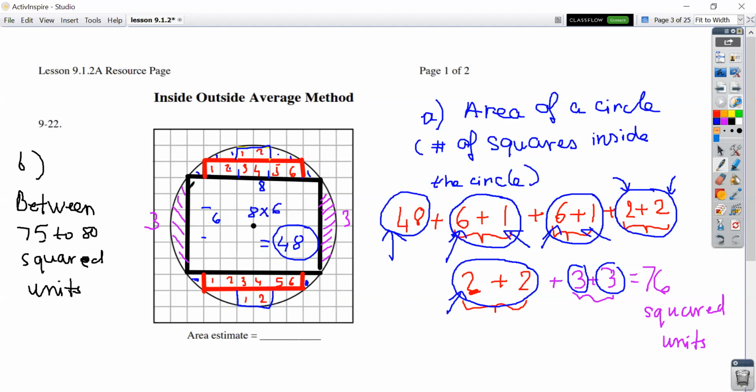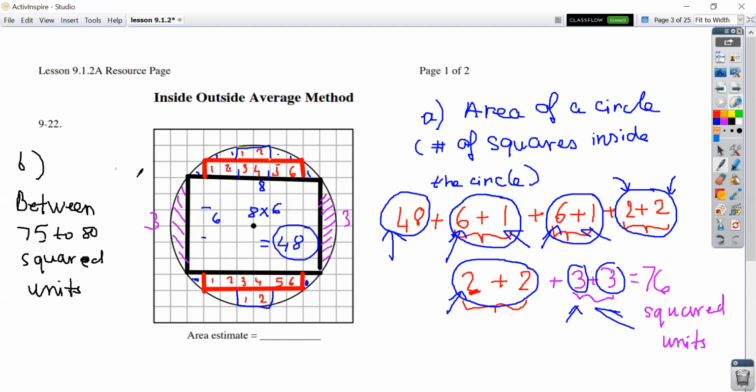Now on the sides of my circle, I estimate again. Whatever is left on the left side is about 3. Whatever is left on the right side of my circle is also 3. So that's why I add 3 right there plus 3. I add them all together and I have about 76 square units.